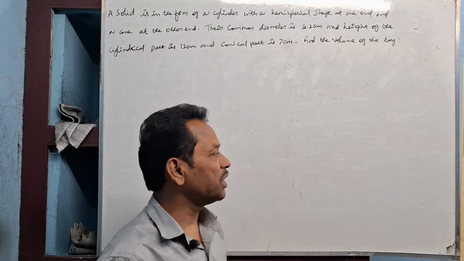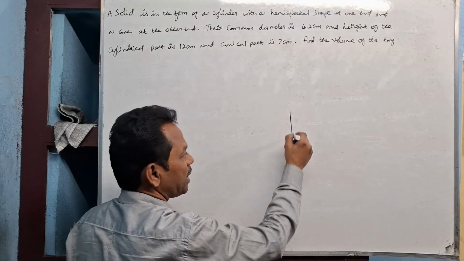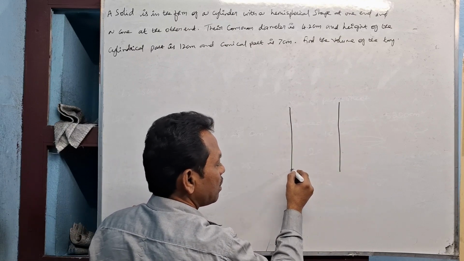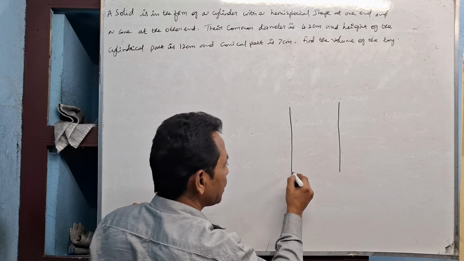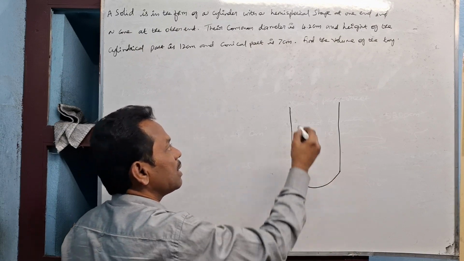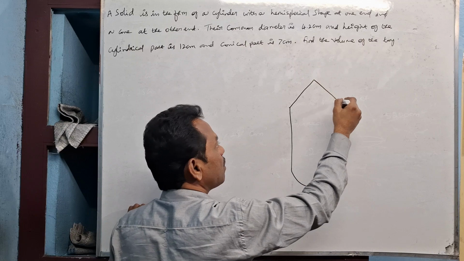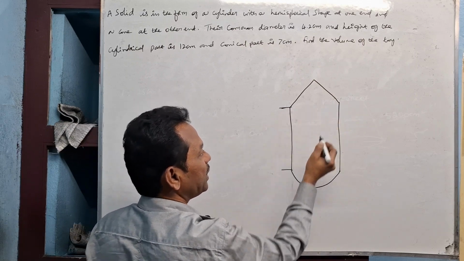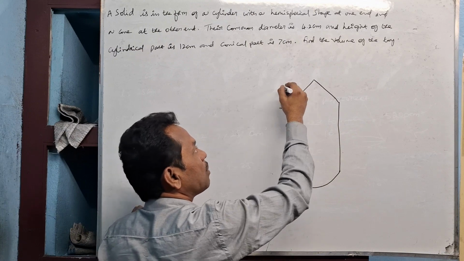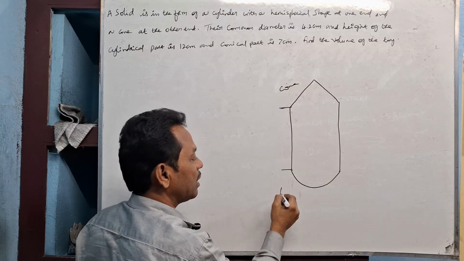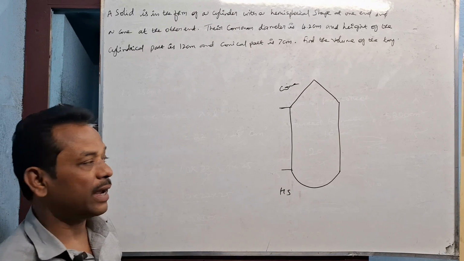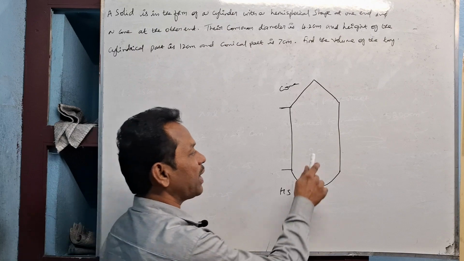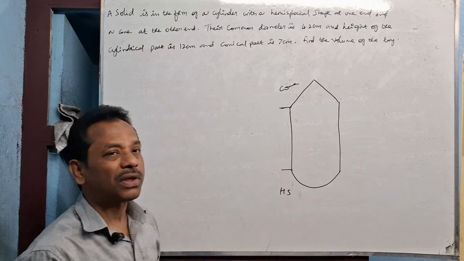In this question it is given that for a cylinder, one end of the cylinder is in the form of a hemisphere, the other end is in the form of a cone. And one end of the cylinder is a cone, the other end is a hemisphere. Okay, right? So we need to find the volume of this toy, a solid.